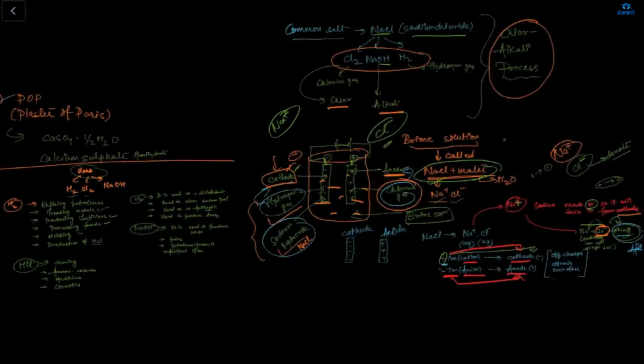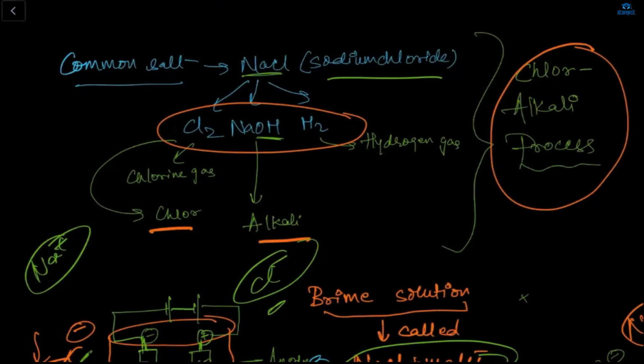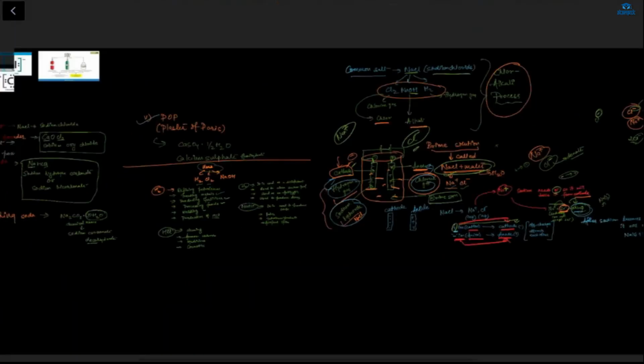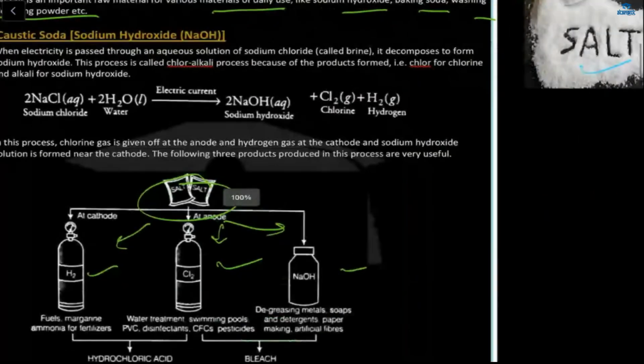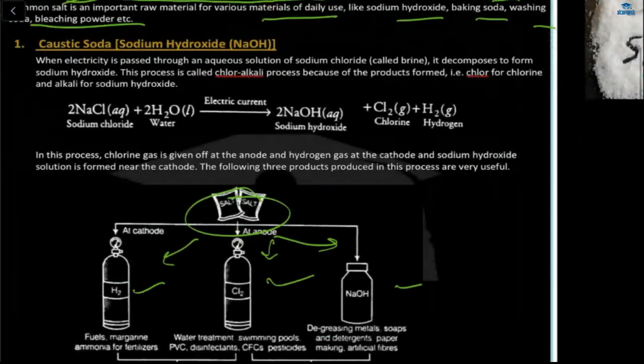Here also, I told you that day that this is nothing but the chlor-alkali process. So what is chlor-alkali? When electricity is passed through an aqueous solution of sodium chloride, NaCl, that's called brine solution, which I've already taught you, it decomposes to form sodium hydroxide. So this process is called the chlor-alkali process.